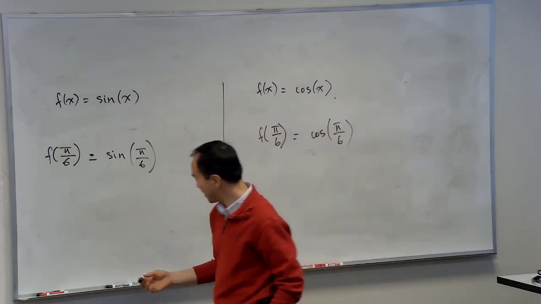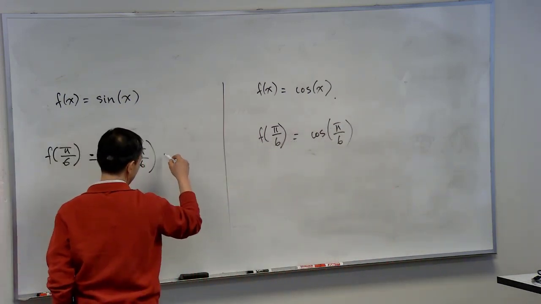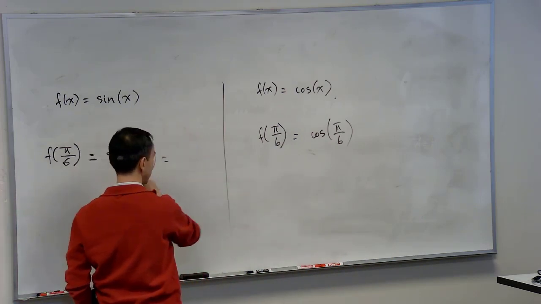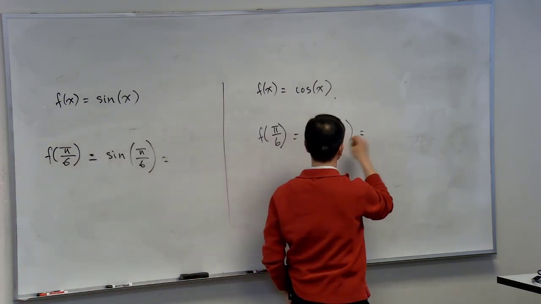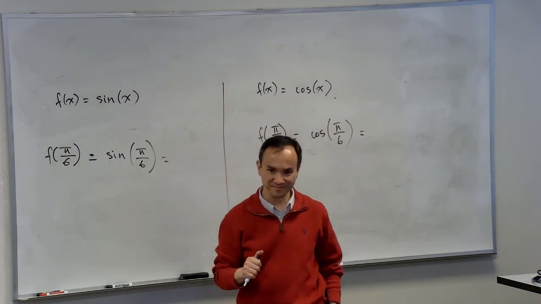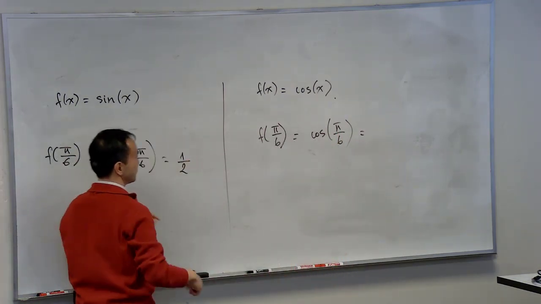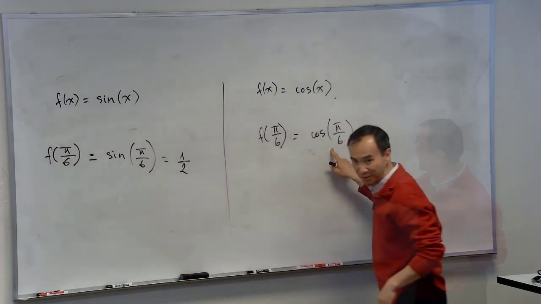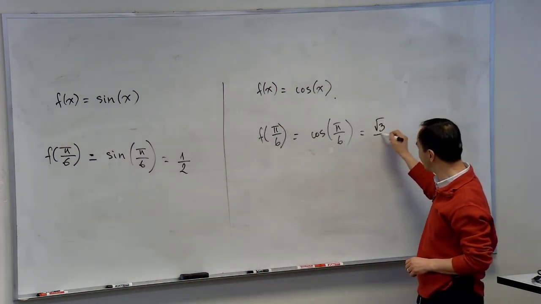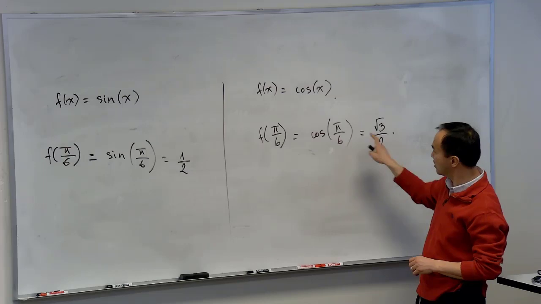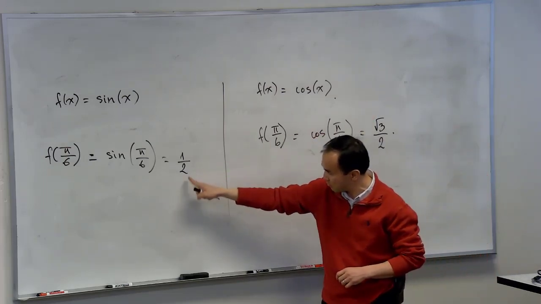My question now is, go ahead and give the value for the sine of pi over 6, and at the same time the cosine of pi over 6. Thank you. 1/2. What about cosine of pi over 6? Root 3 over 2. So we've got a value over here. That's output, that's input. This is output, that's input.